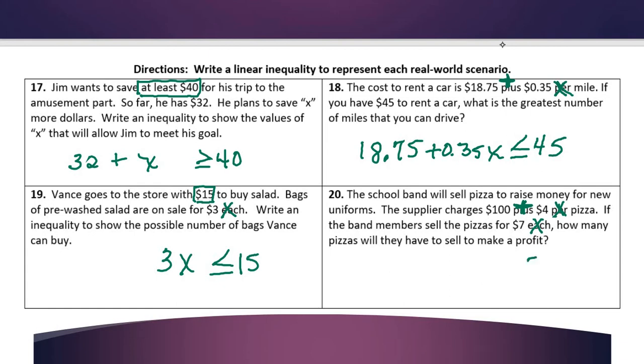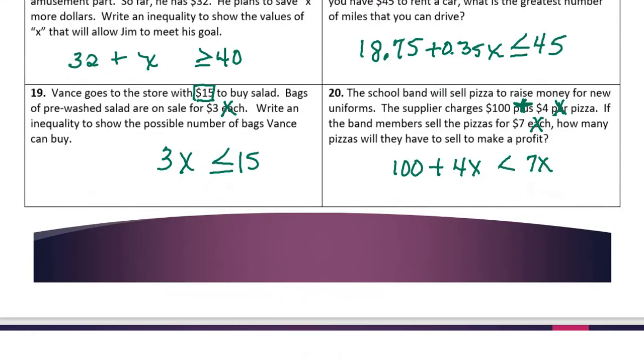Now, remember the pizzas that they're going to sell are $7 each. They want to make more than this, so we definitely do not want to cap it off at 7X. So I'm going to put down the 100 plus the $4 each that they will have to pay for the pizza. And remember, they're going to sell them for $7 each. And that's all you're going to do.